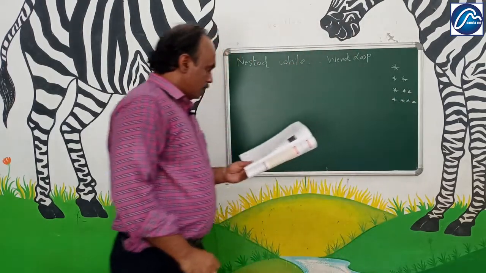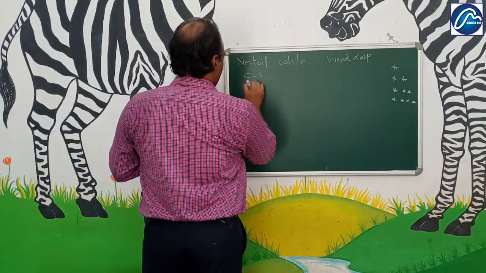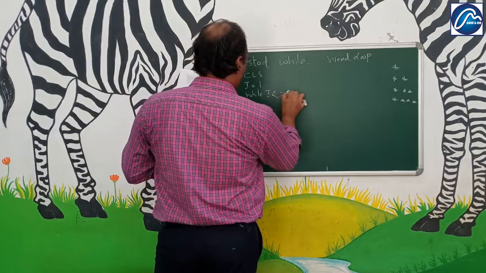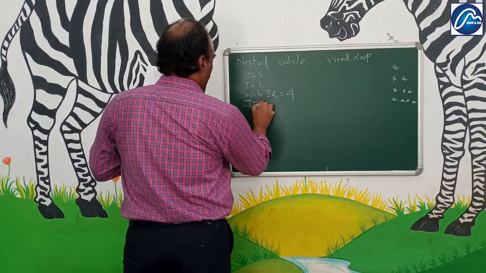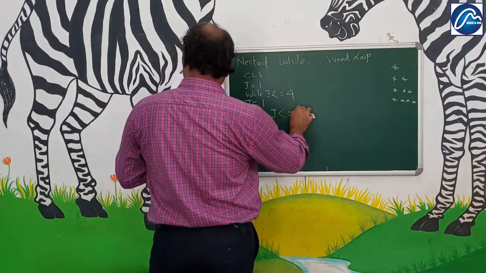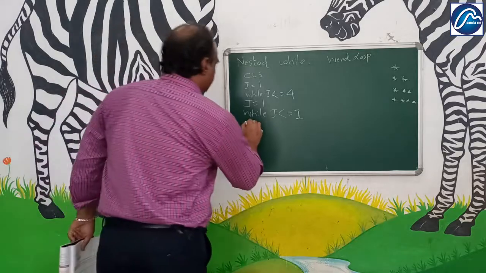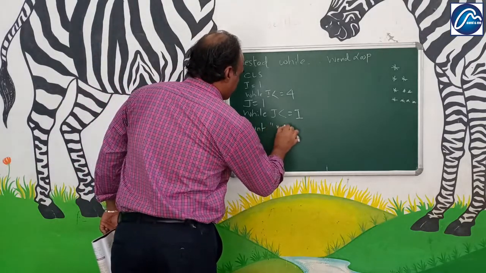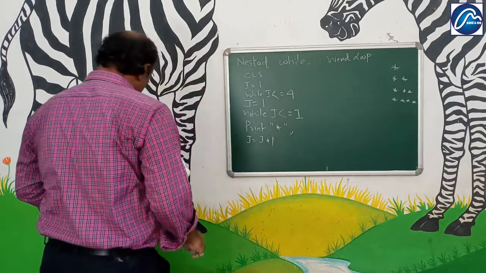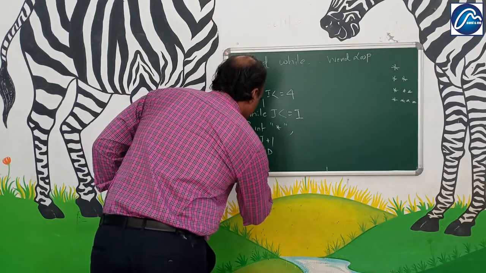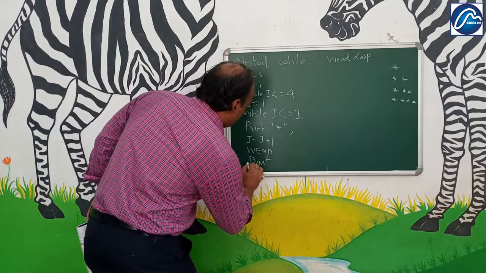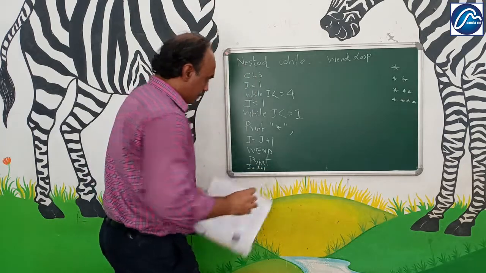Star represents asterisk. Now see, CLS, I = 1, while I <= 4, J = 1, while J <= I, print asterisk, J = J + 1, wend, print, I = I + 1, and wend.